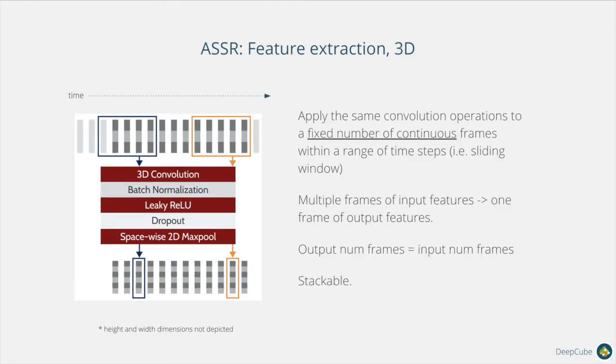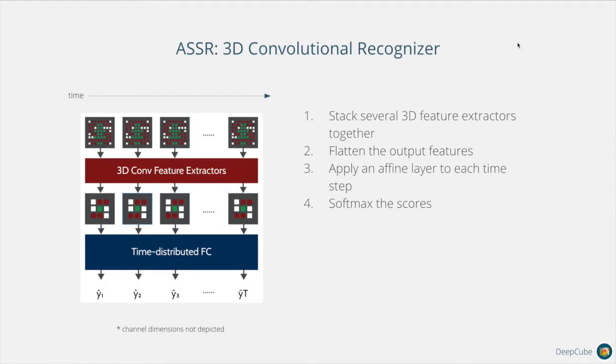Since we need information from the adjacent frames, especially the frames that come before the time of prediction, we can instead use a 3D convolution on a sliding window of frames, so that multiple frames of input map to one frame of output. Our first model is a 3D convolutional recognizer. We stack multiple 3D feature extractors together, then use a feed-forward network distributed temporally to get a score for each time step. We then softmax these scores to get the probability of each action class.